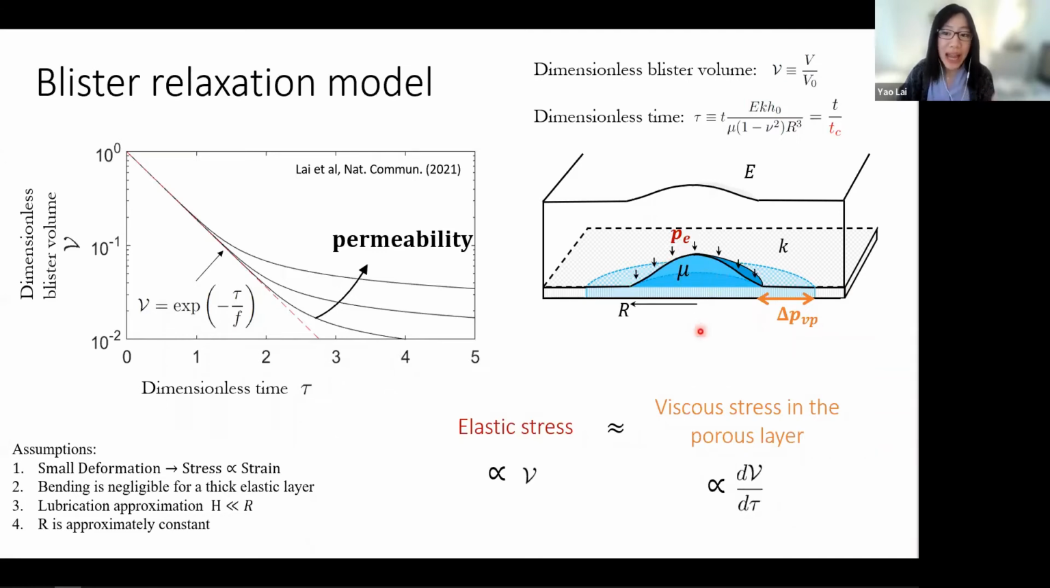So the relaxation dynamics is essentially governed by the balance between the elastic stress and the viscous resistance in the porous layer. The elastic stress is proportional to the volume of the blister, and the viscous stress in the porous layer is proportional to the fluid flux, which is linked to the rate of change of the blister volume. So the simple balance between the two can yield an exponential decay of the blister volume. And here, the time is rescaled by a relaxation timescale.